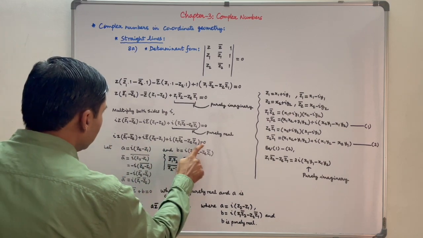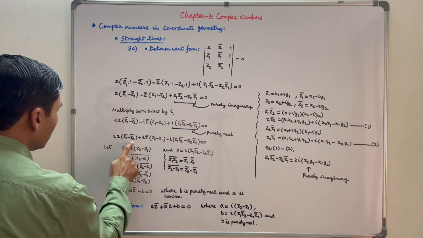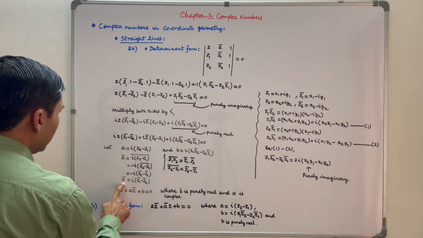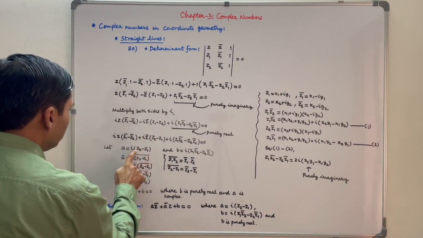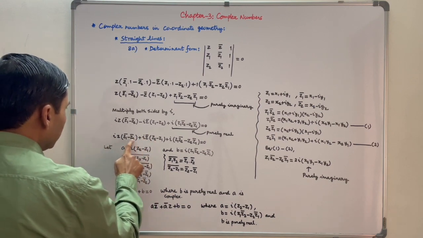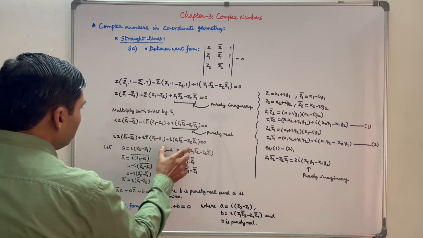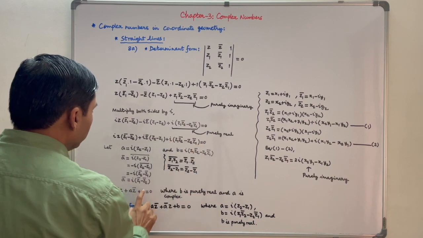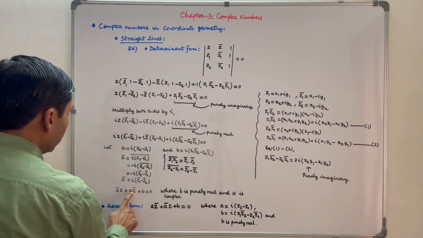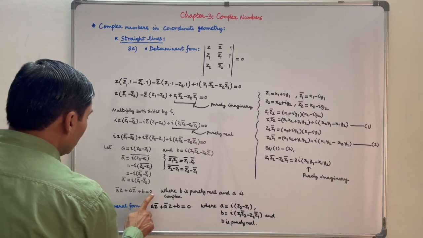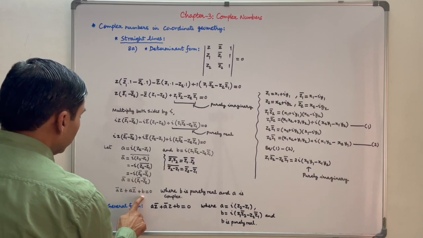Now in this equation, in the first term, in place of i(z1 bar − z2 bar), we will write a bar. And in the second term, in place of i(z2 − z1), we will write a. So the equation changes to a bar z plus a z bar. In place of the third term, we will write b. So the equation will be a bar z + a z bar + b = 0, where a is a complex number and b is purely real.